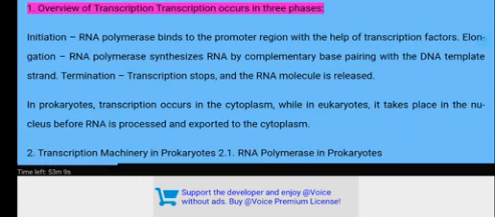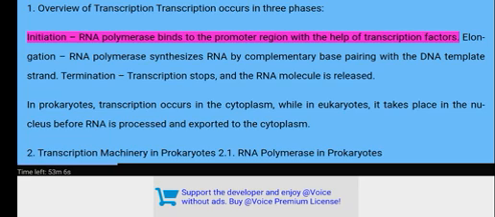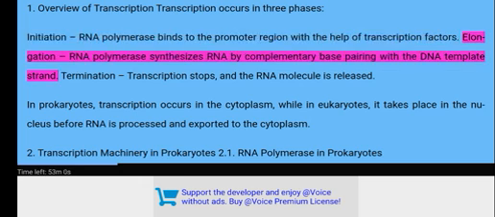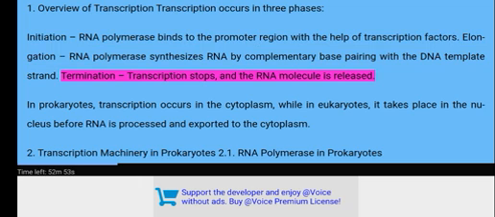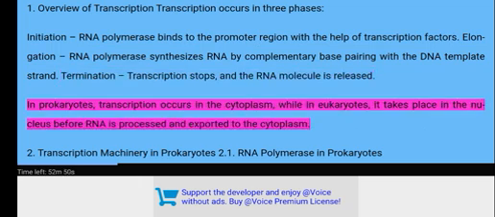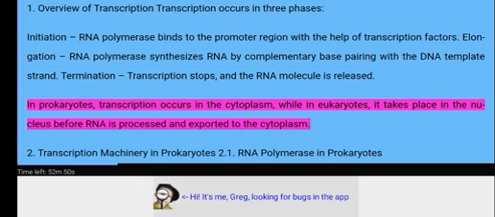1. Overview of transcription. Transcription occurs in 3 phases. Initiation: RNA polymerase binds to the promoter region with the help of transcription factors. Elongation: RNA polymerase synthesizes RNA by complementary base pairing with the DNA template strand. Termination: transcription stops, and the RNA molecule is released. In prokaryotes, transcription occurs in the cytoplasm, while in eukaryotes, it takes place in the nucleus before RNA is processed and exported to the cytoplasm.